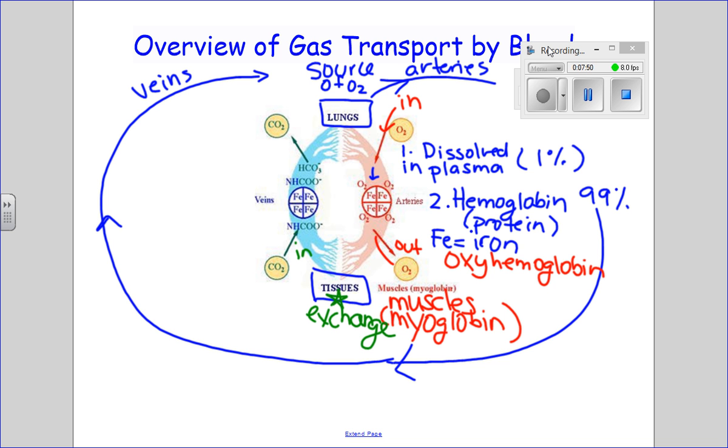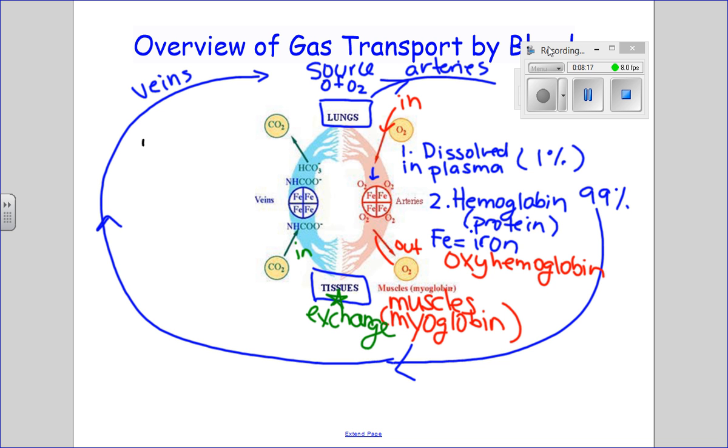Now, carbon dioxide can be carried in your blood a few different ways. Generally, we would find that in your veins, there's lots of carbon dioxide, and in your arteries, there's lots of oxygen. Does that mean that there is 0 carbon dioxide on the right and 0 oxygen on the left? No, just that the levels are much greater for each of them on those sides.